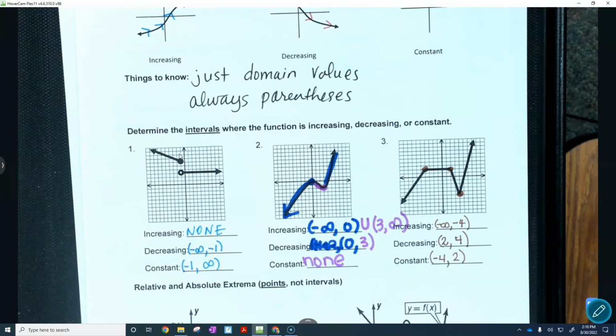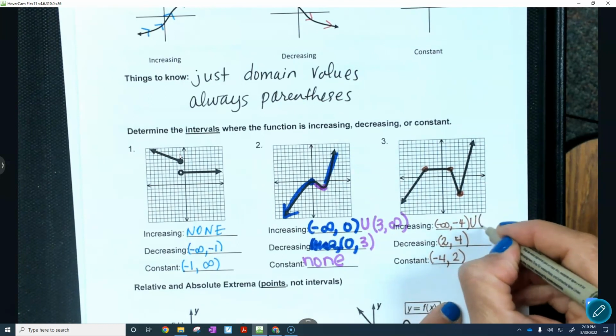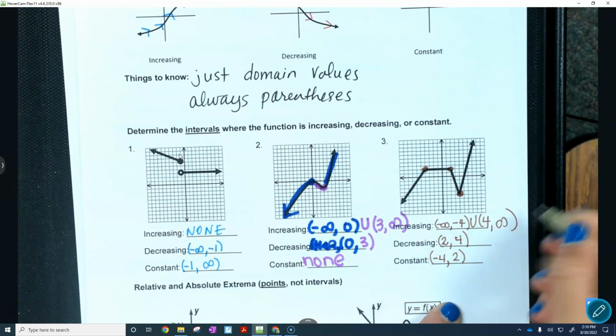Then what happens after it leaves the positive 4? Go to your increase blank and write your U symbol and pick up positive 4 to infinity.